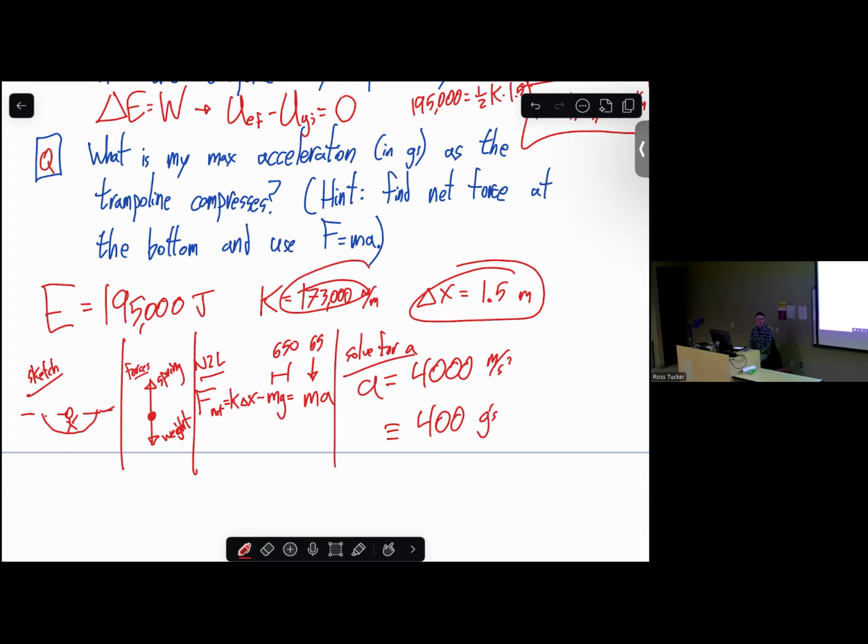Okay, ask me questions. Yes. Because I know that the spring is pushing me up. Because the negative means the force is in the opposite direction that the spring compresses. Which direction is the trampoline compressing? Negative downward says the force is upward. So the negative is actually there, it's just that delta x is negative too.